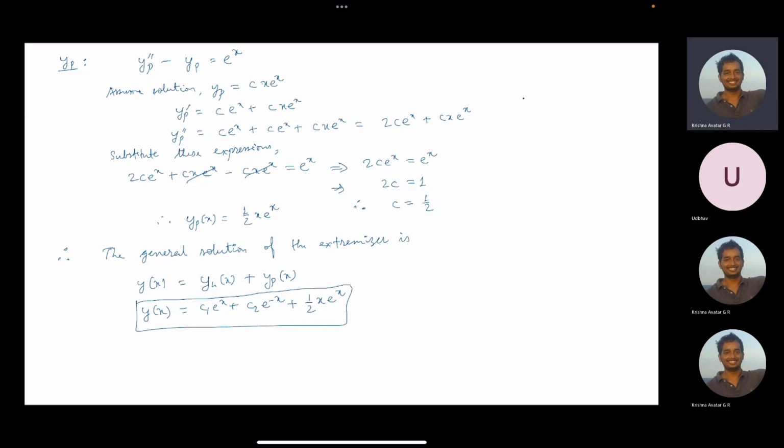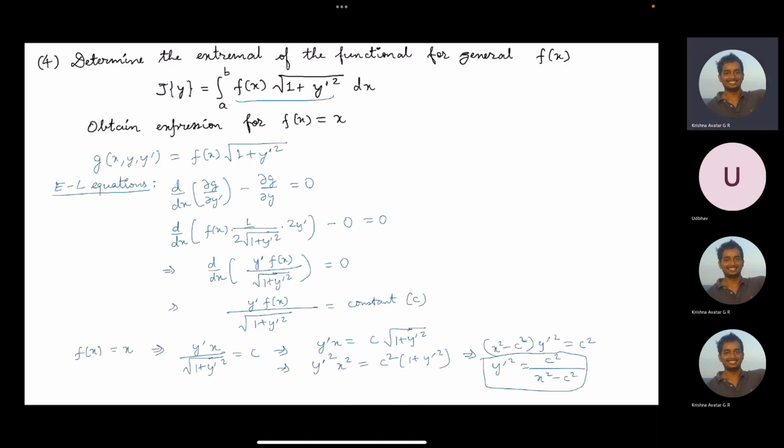We just have to put the expressions for the homogeneous solution and the particular solution together to get the general solution of the equation. And this gives us y of x is equal to c1 e to the power x plus c2 into e to the power minus x plus half of x e to the power x. Okay.